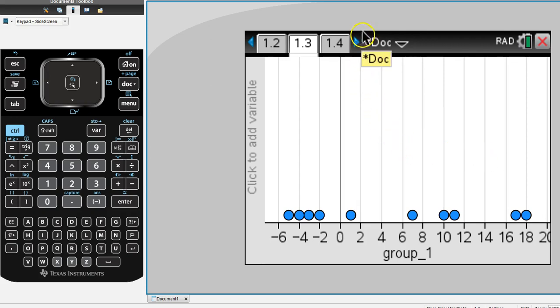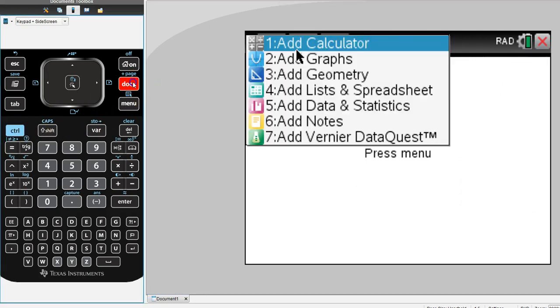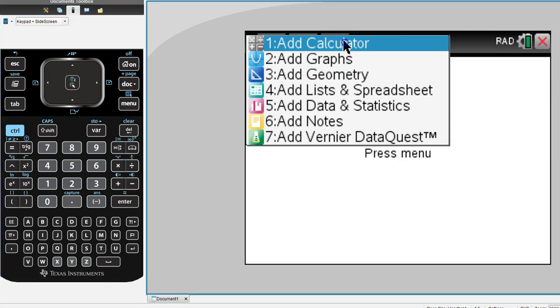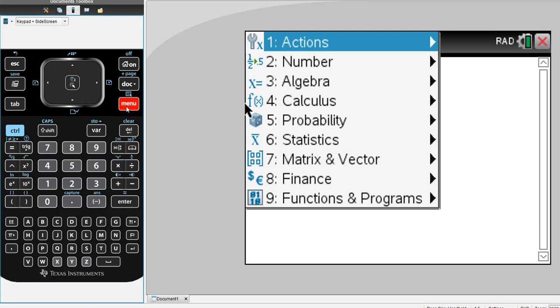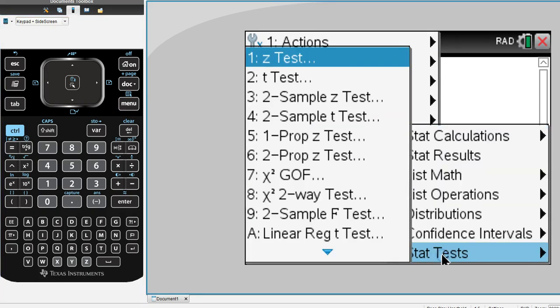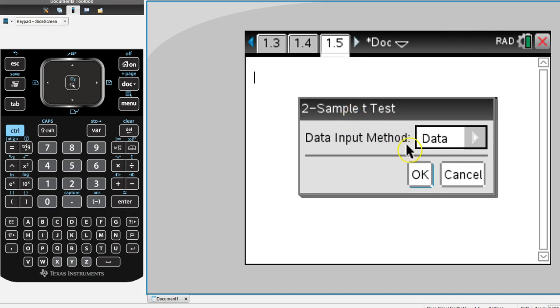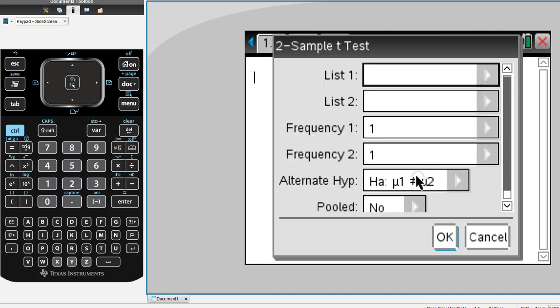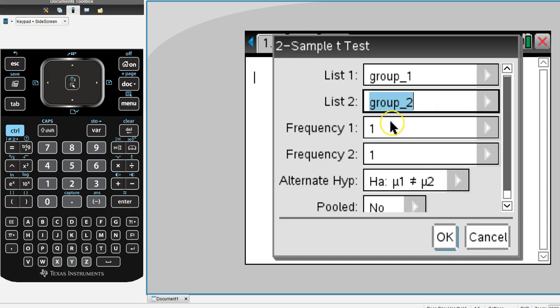Okay, then the next thing I'm going to do is actually run the hypothesis test. So I need to open another calculator window, within the same document that my lists are in, of course. And I go to menu and statistics and to stat tests and to a 2-sample t-test. Now this one I do have an input method of data. So my list 1 is group 1 and my list 2 is group 2. They each have a frequency of 1. Basically it's saying that in the list each data value is an individual person.